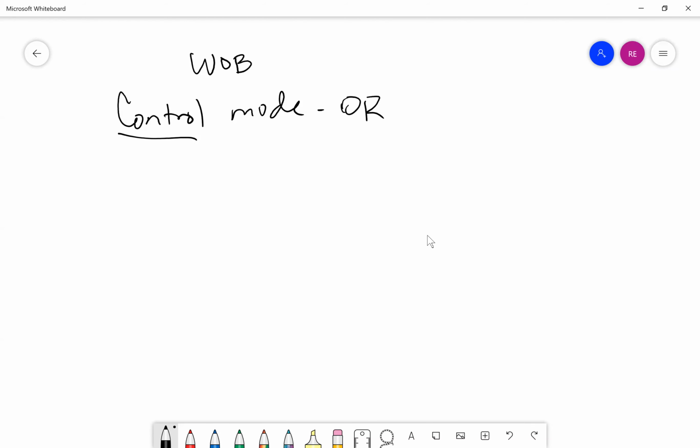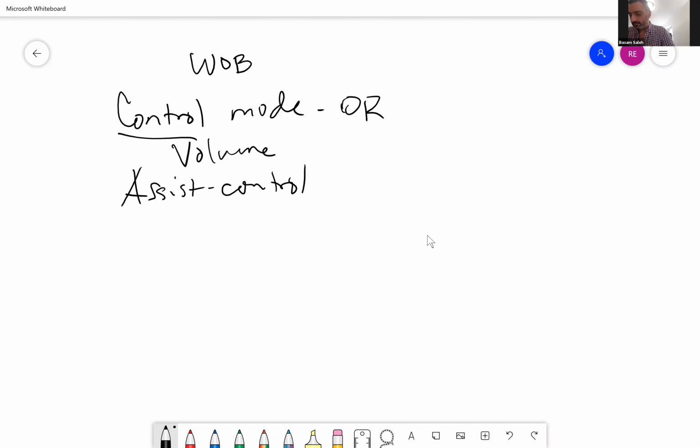So you will see control mode used in the OR. On the floor, regardless of what the cause was to intubate the patient, almost everybody starts at assist control. So this is a volume mode. Volume mode has two preset settings. We have the tidal volume and the frequency or the rate. These two are preset in any volume mode.